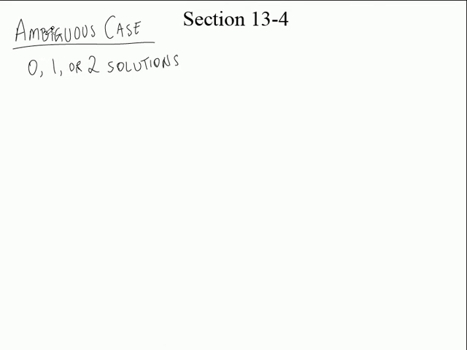Well, anyway, there are going to be some situations where you get either 0 solutions, which means you're going to get an error on your calculator. You get 1 solution, which is kind of a normal thing, I guess, if you want to call it that. And then there are times where you can actually get 2 solutions for the same information on a triangle. It's kind of weird, but that's what they call the ambiguous case.